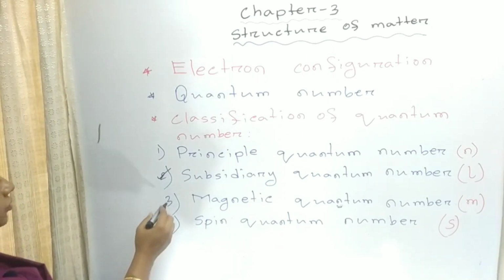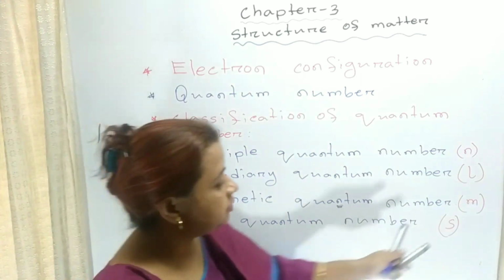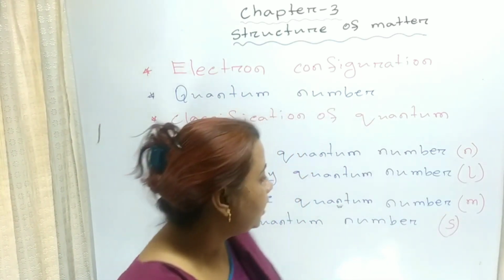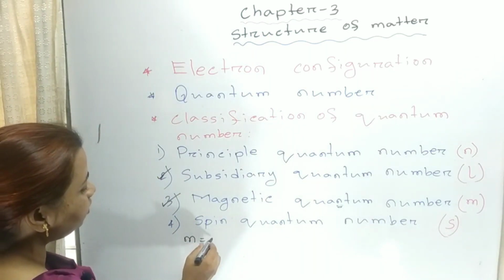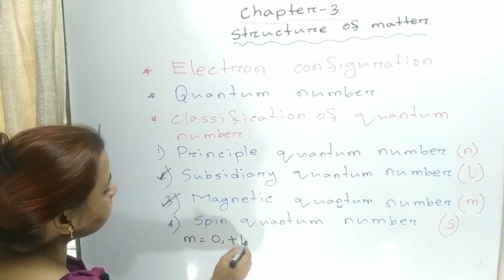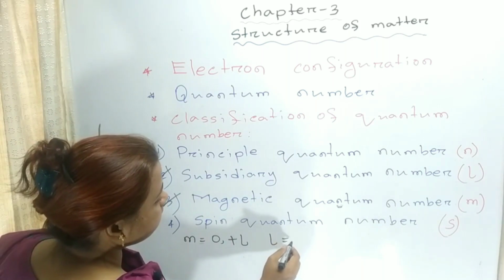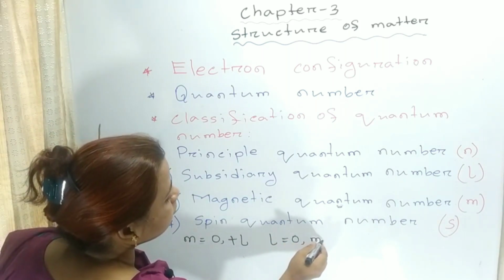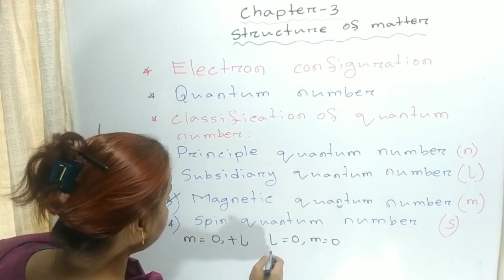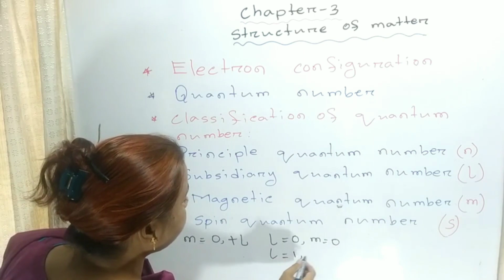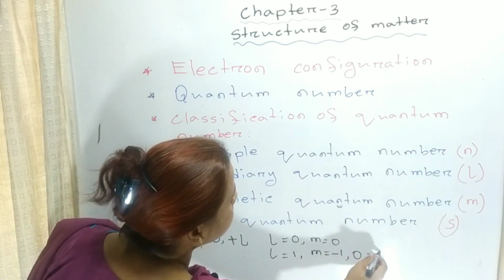Now come to the third one, magnetic quantum number. Magnetic quantum number is expressed by small m, and the value of m is 0, plus or minus l. Therefore, whenever l is equal to 0, m is also 0. Whenever l is equal to 1, m is equal to minus 1, 0, plus 1.